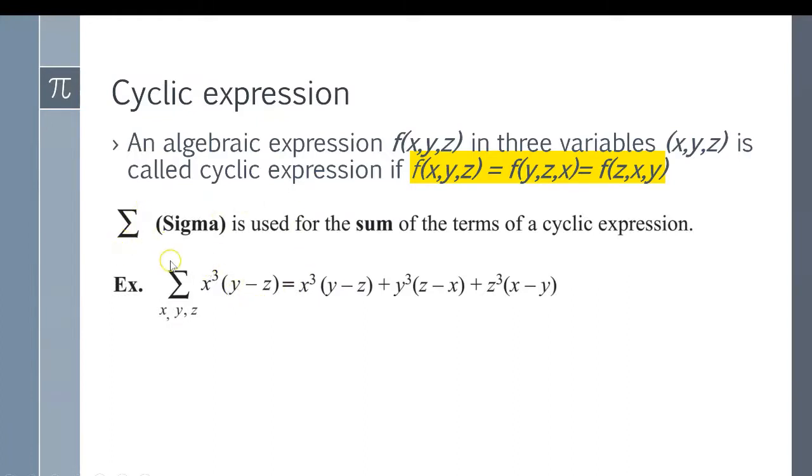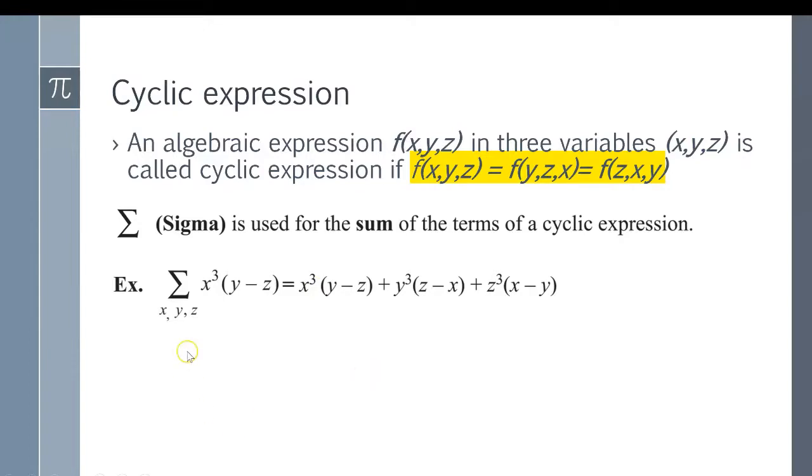So this notation is called sigma, and this sigma is used for the sum of the terms of a cyclic expression. Okay. So for example, sigma of x, y, z of x cube of y minus z, it will mean that it is x cube of y minus z plus y cube of z minus x plus z cube of x minus y. The cyclic expression. So even if we don't write the right hand side, and simply write this symbol sigma, it implies that it is a cyclic expression, and we can convert the cyclic expression to the RHS format or right hand side format.